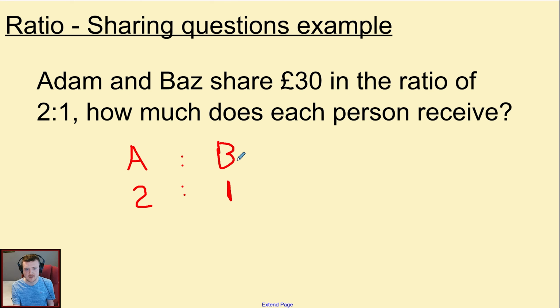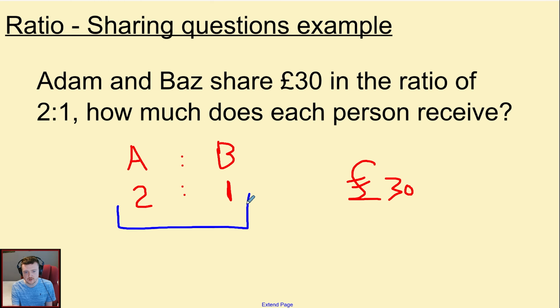Adam, Baz, A, B. Okay, and we know that the total money they're talking about is £30. So that's going to be our total of money that we're talking about. And we're going to share it into this ratio. So again, first thing we do is we add up our two numbers. 2 add 1 makes 3. We do 30 over 3 to get what one piece is. In that case, it's 10, because 3 goes into 30 10 times. So one part is worth £10. Then we multiply that 10 back into the ratio.